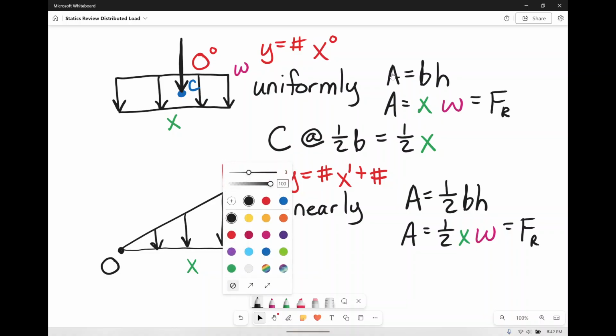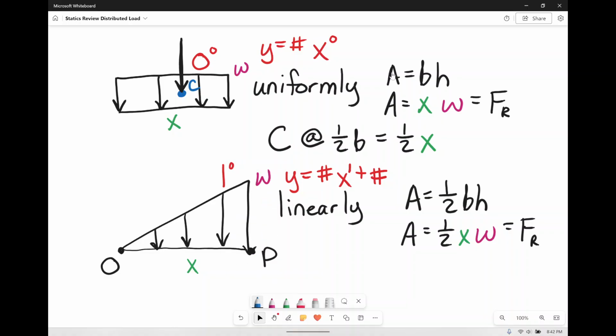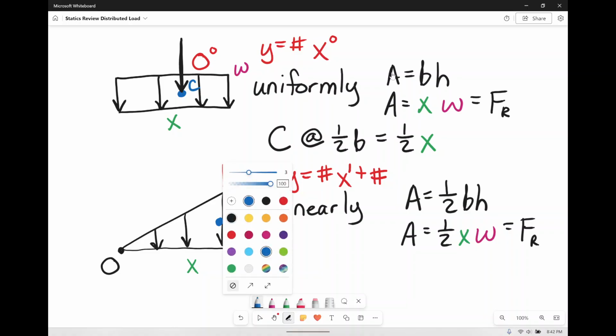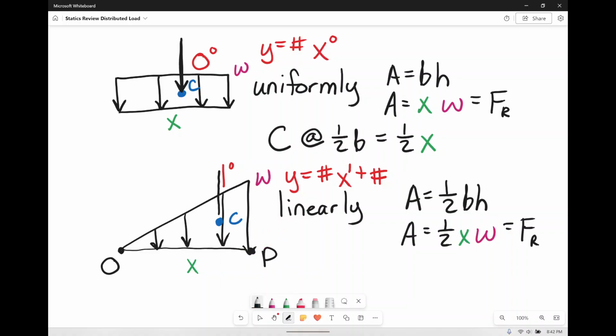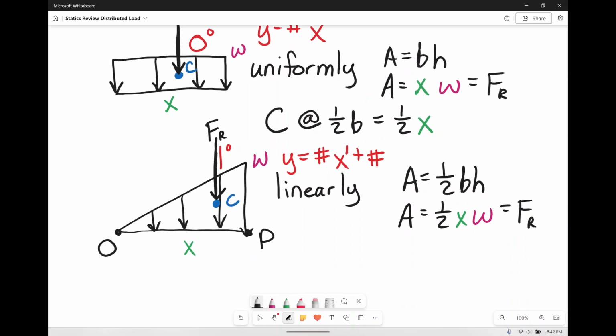Yes, the area of a triangle is not distributed very evenly. Instead, it's actually over here somewhere. So we actually do have a force not centered. So that resultant force would be somewhere over there. So now the question becomes, what's the distance to C? Well, C kind of depends on which side you're coming from.